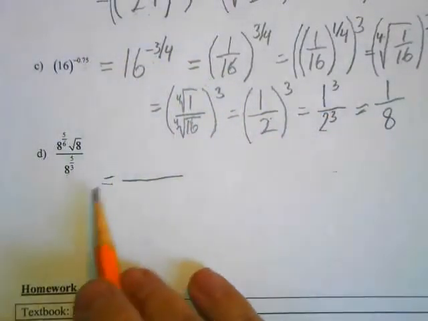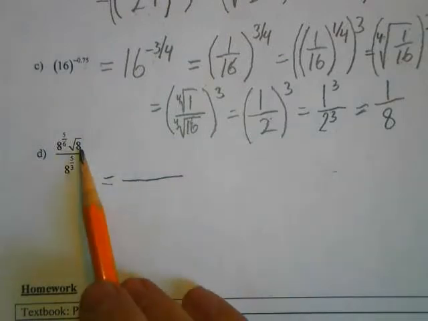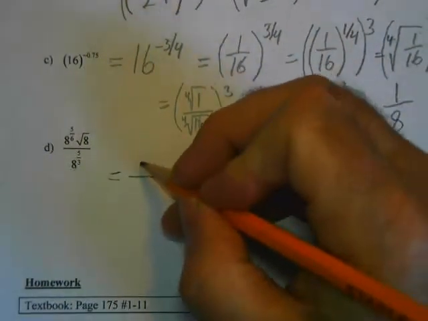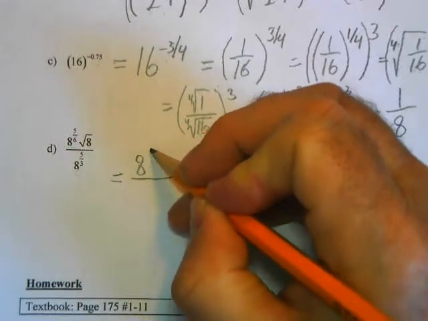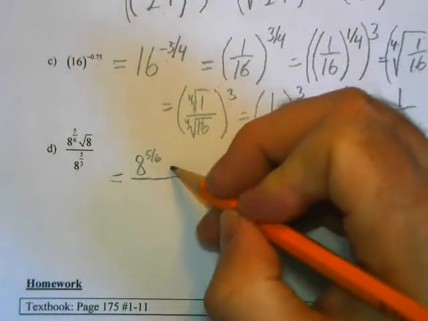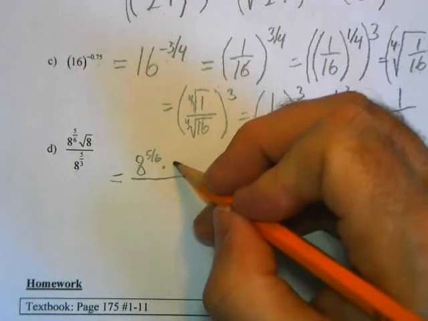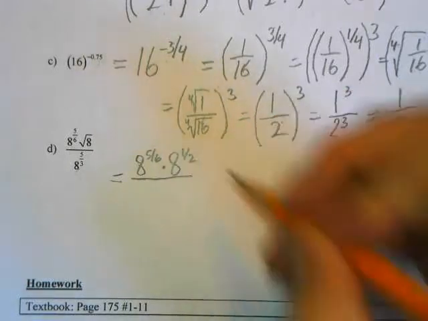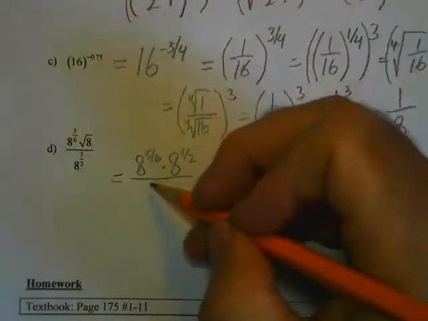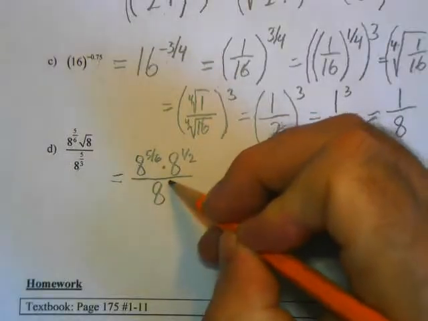So I'm going to rewrite. All I'm going to change in the first is the square root of 8. I'll keep the other ones as they are, 8 to the 5/6 and times 8 to the 1/2, because the square root of 8 can be written that way. And then on the bottom I've got 8 to the 5/3.